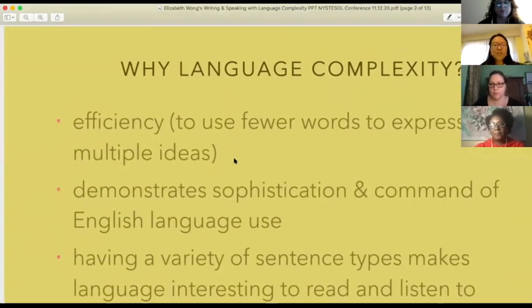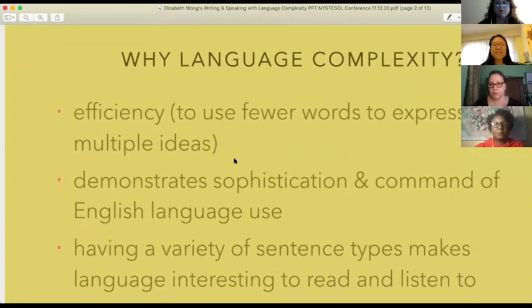So you might wonder why language complexity. This is actually one of the 5 dimensions on the NYSESLAT speaking and writing rubric. And in my school, we noticed that this was the dimension that our ELs had the most trouble with. They did well in the other 4 dimensions, but when it came to language complexity and using a variety of sentence types, they really struggled.